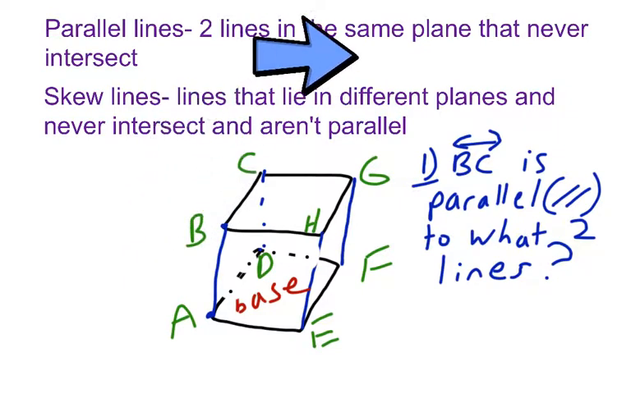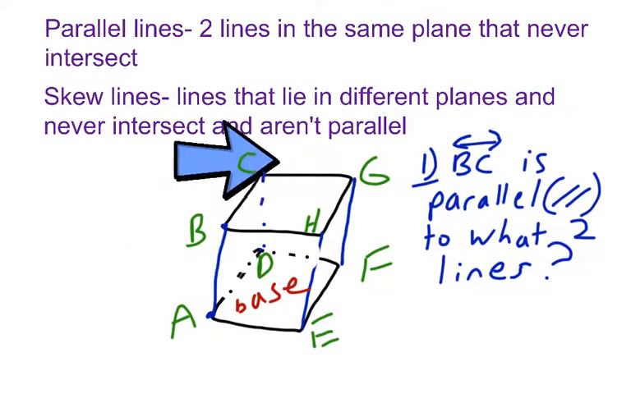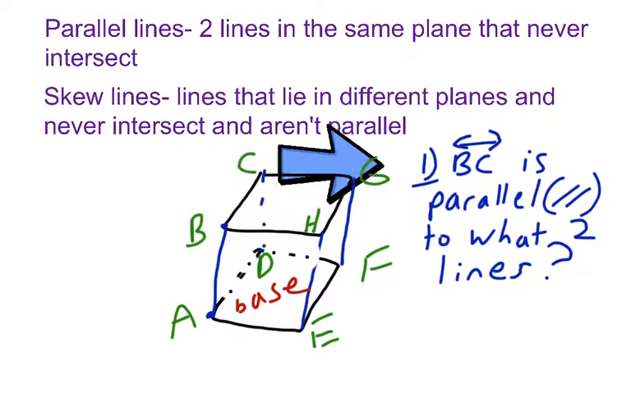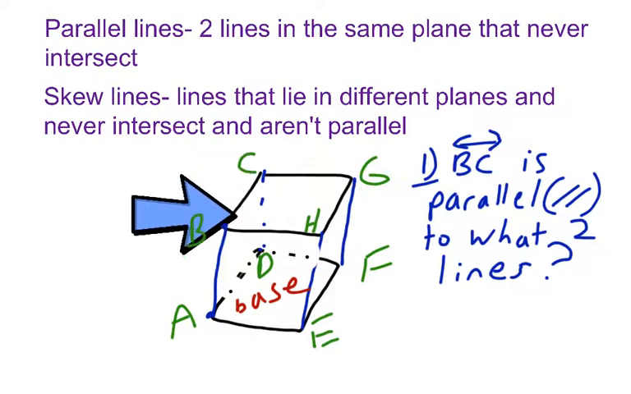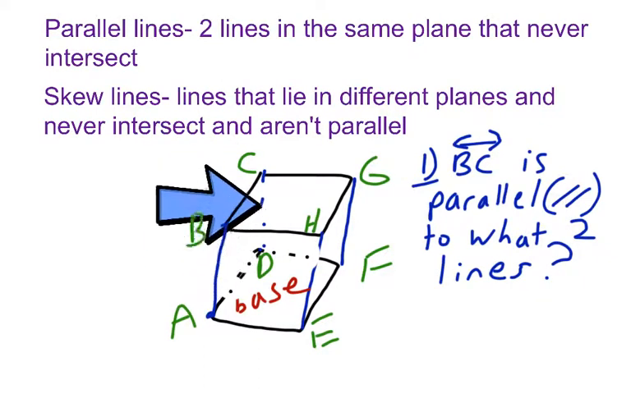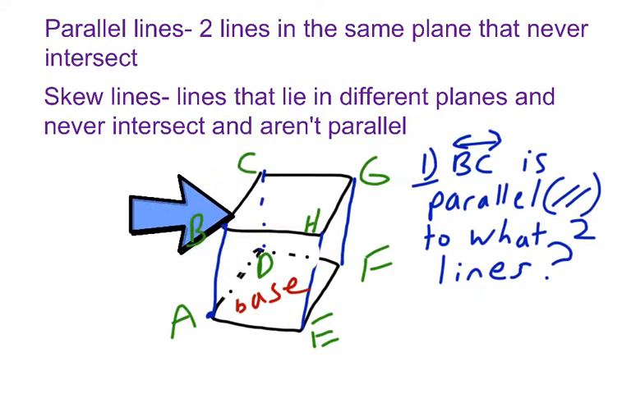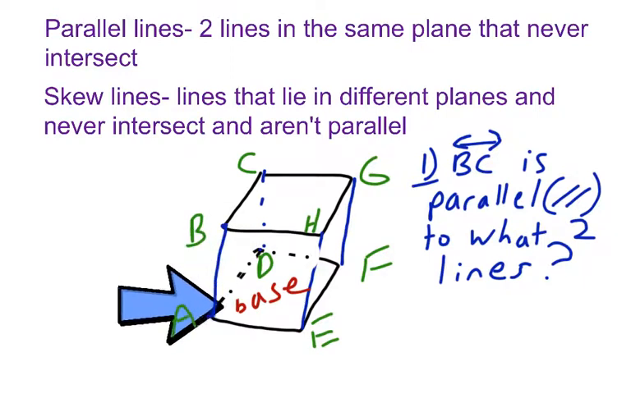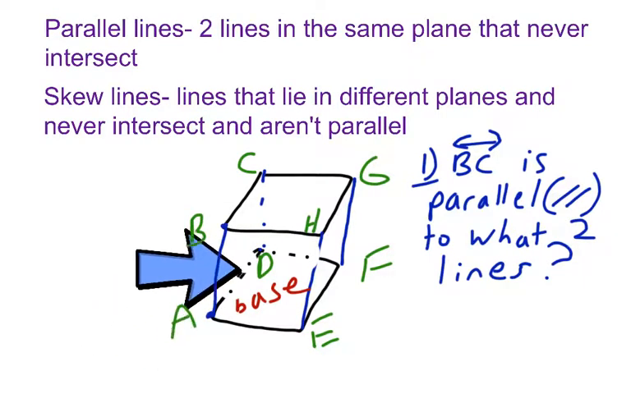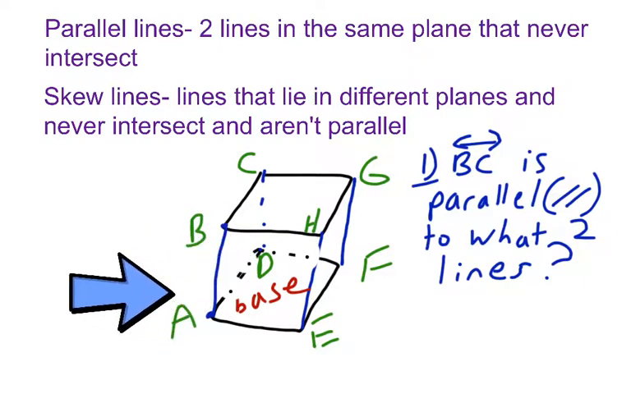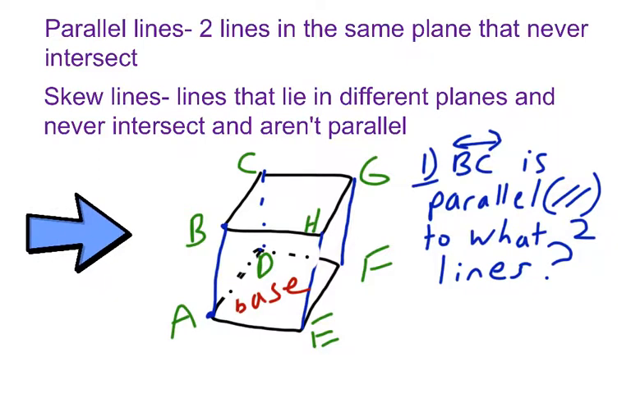Well, this means the same plane. So this is that top plane. GH is parallel to it on the top plane, but BC is also part of another plane. That's right, the side plane over here, that left side. So that's the top part of the left side. That would be the bottom part of the left side. So it's also AD is parallel to BC. All right, let's write those down.